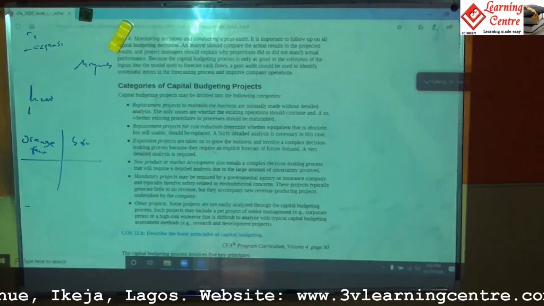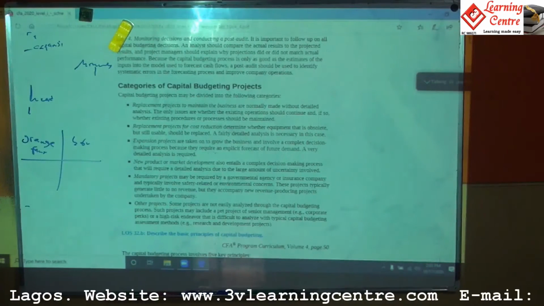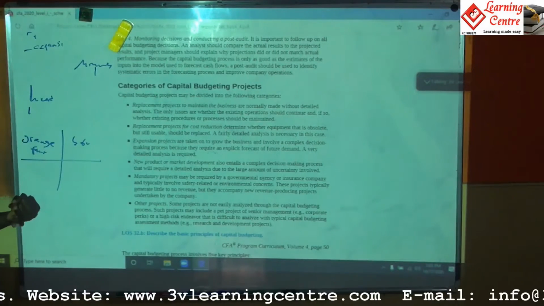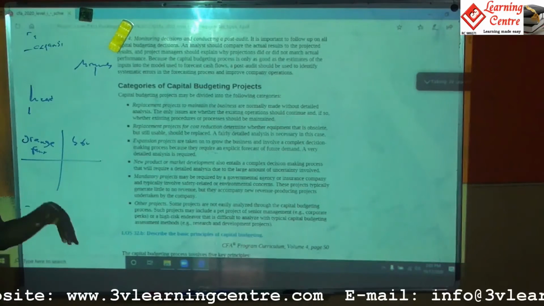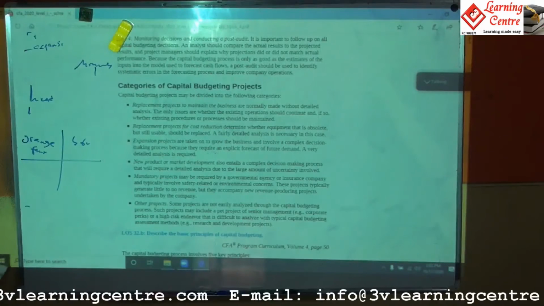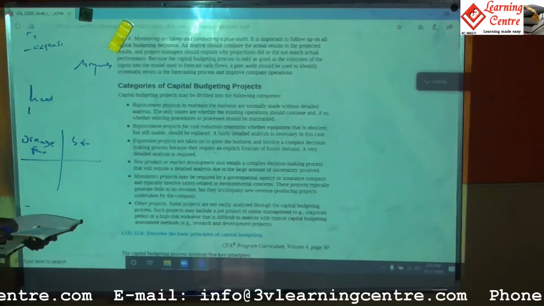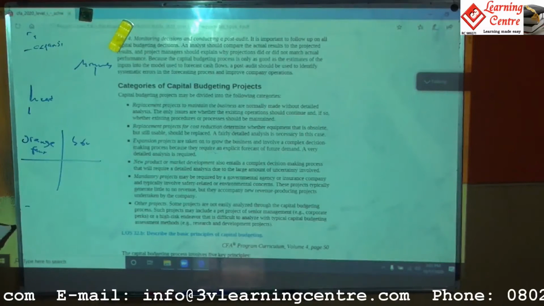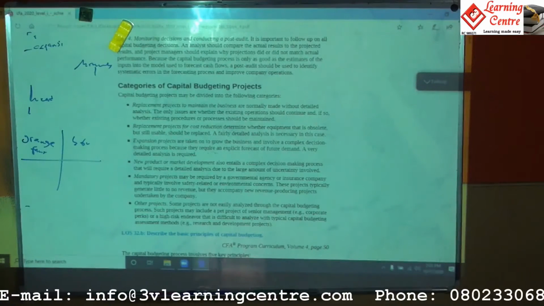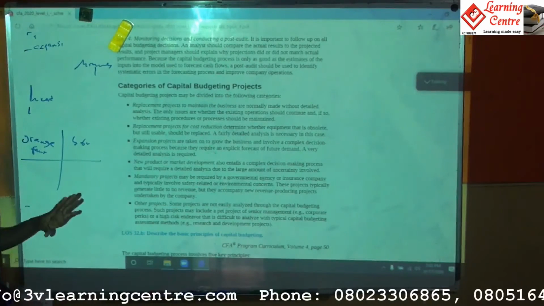Okay, so categories of, you guys should note all this. We could use capital budgeting when we are doing replacement projects, expansion, new products. Are we good? So you guys can note it. So we are now moving to the important point.